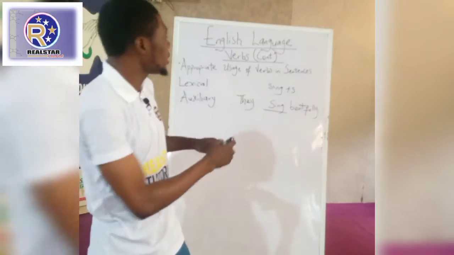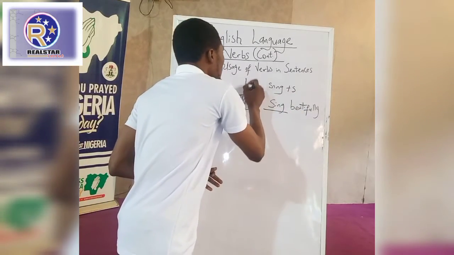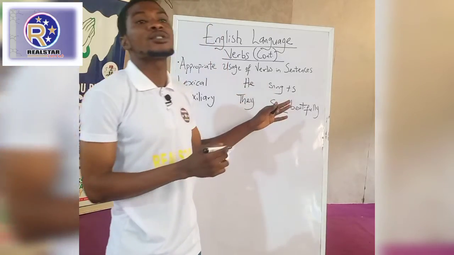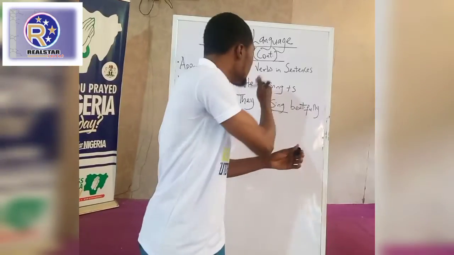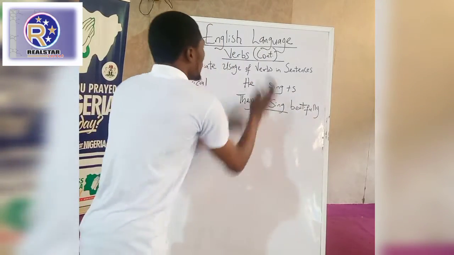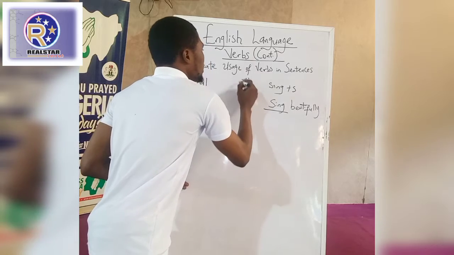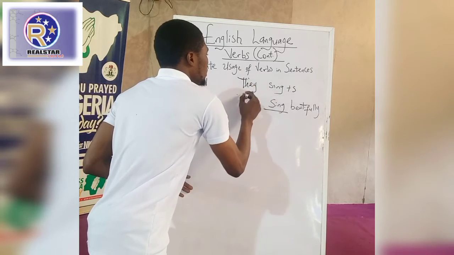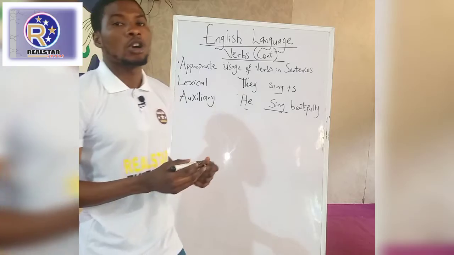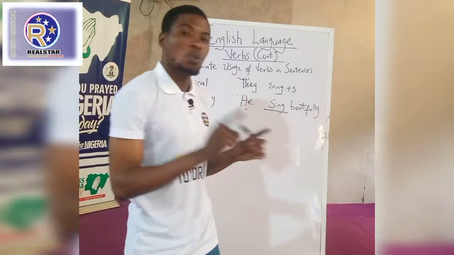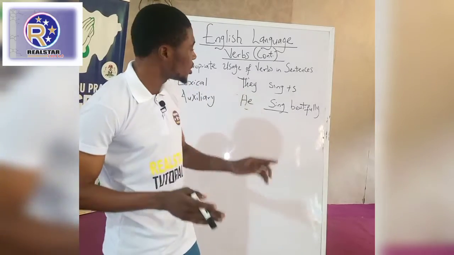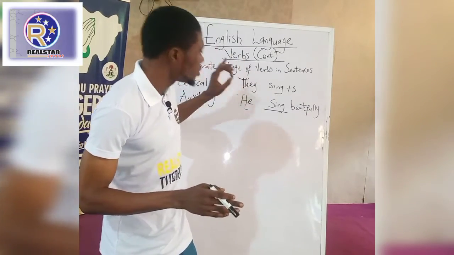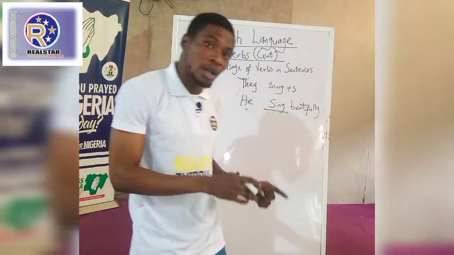Now when we move to singular, sings. It will be he sings. He sings beautifully, or he sings melodiously. You can't swap it. You can't have they sings and he sing. It will be wrong. Why? Because they is a plural noun, and the rule of concord says a singular noun must carry a singular verb, and a plural noun must carry a plural verb.